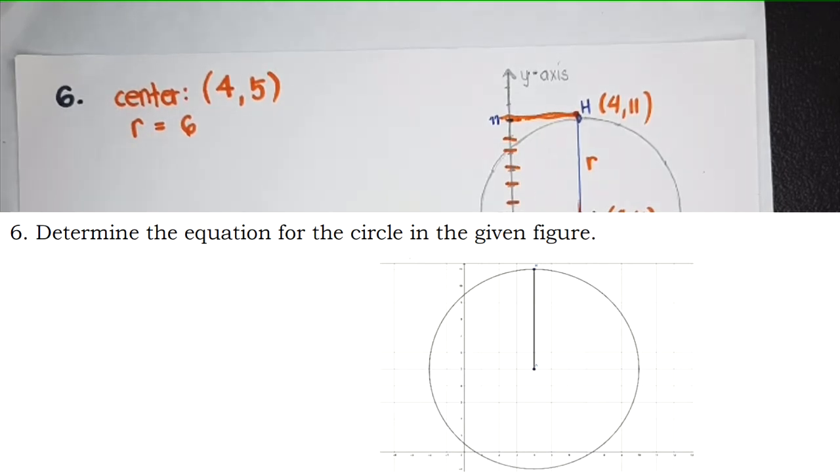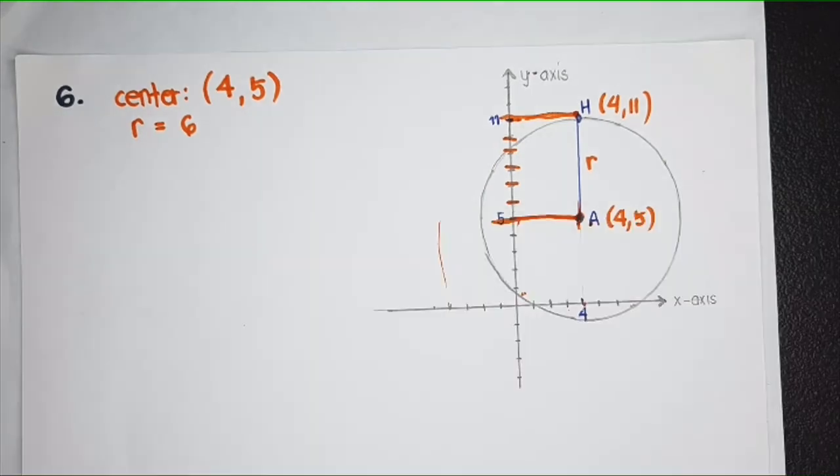Okay, so anyway, for number 6, the given is the figure, and then we're going to find the equation for this circle. Okay, we all know that the equation of the circle has two forms, diba? The standard form and the general form. In this video, I'm going to do it both. Okay, so to be able to find the equation of the circle, we need the center and the radius.